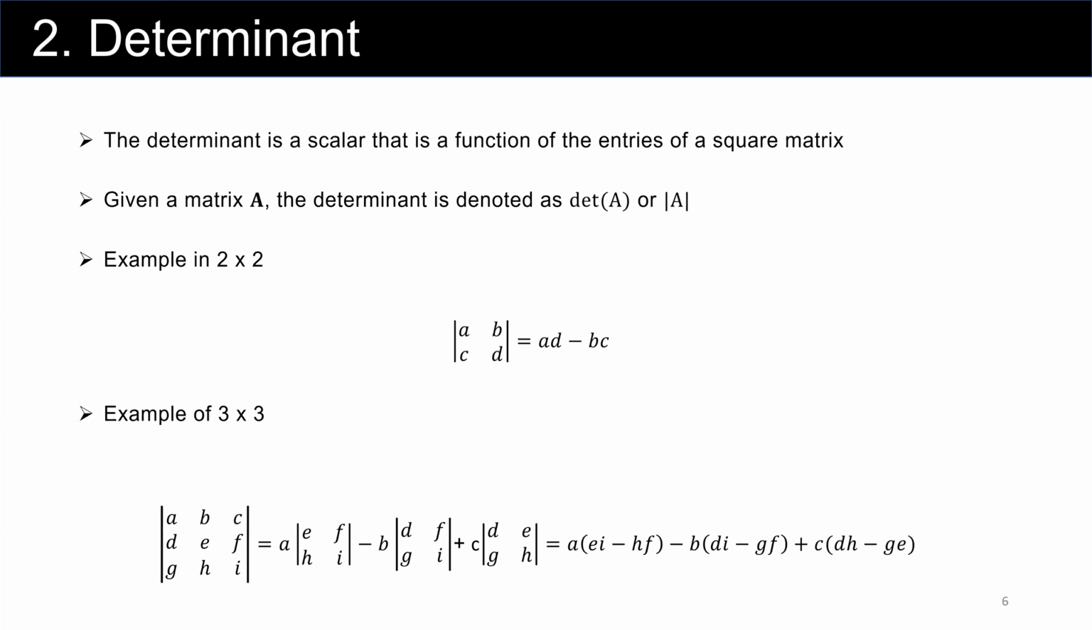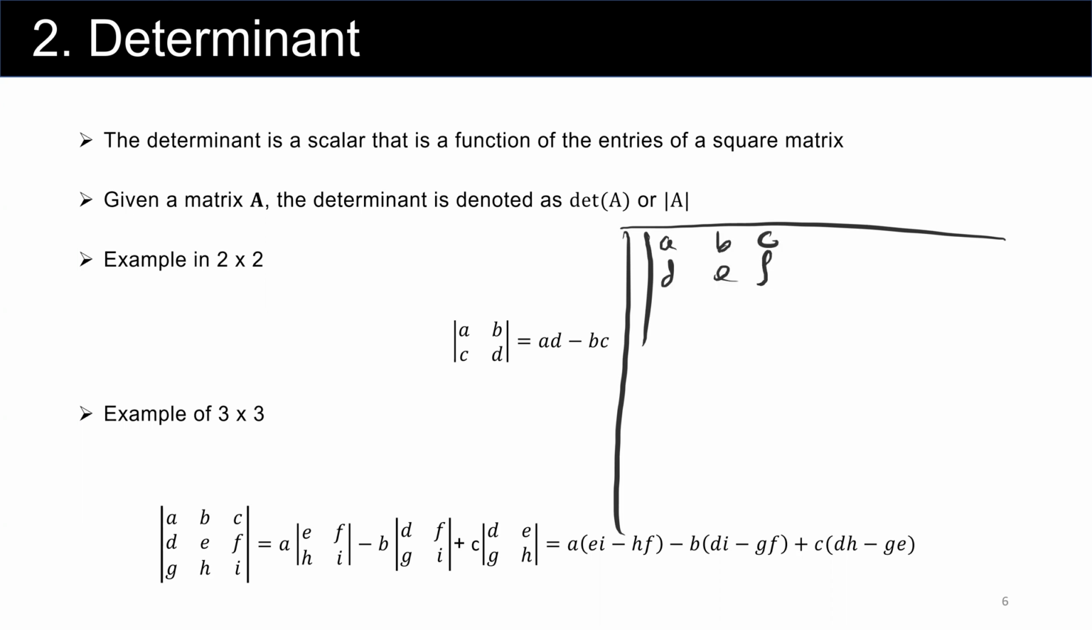Another example is 3 by 3. So, the determinant of a 3 by 3 matrix. For the 3 by 3 matrix, we are going to use our definition for the 2 by 2 matrix. How do we do that? We have A, B, C, D, E, F, G, H, I. We start with the first entry at the top left, entry A. We remove all elements in the same row and column as A, and we say A multiplied by the determinant of the rest of the matrix, E, F, H, I.